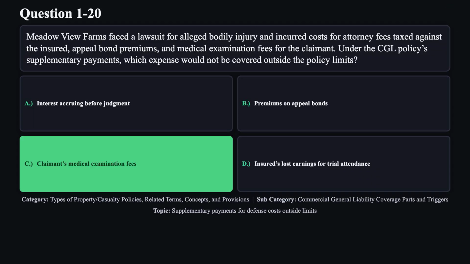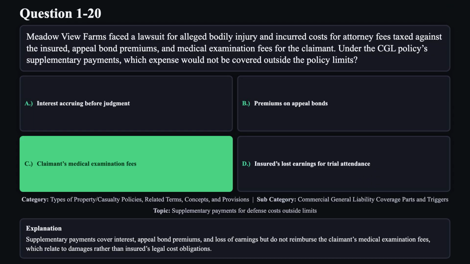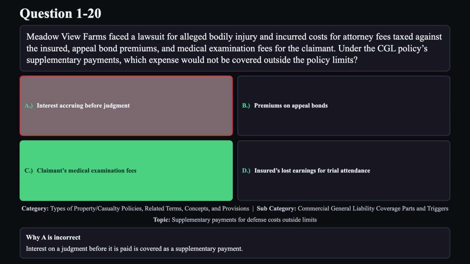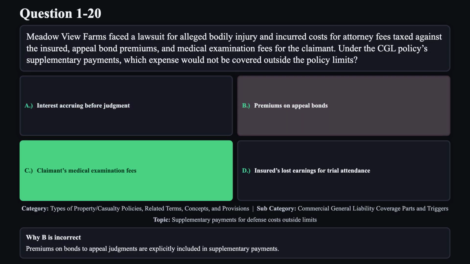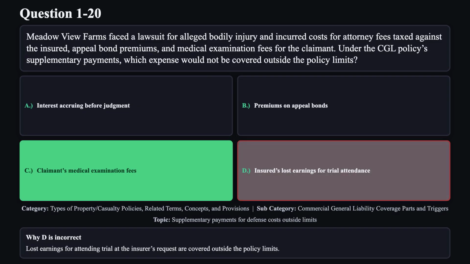The correct answer is C. Supplementary payments cover interest, appeal bond premiums, and loss of earnings, but do not reimburse the claimant's medical examination fees, which relate to damages rather than insured's legal cost obligations. Reason A is not correct. Interest on a judgment before it is paid is covered as a supplementary payment. Reason B is not correct. Premiums on bonds to appeal judgments are explicitly included in supplementary payments. Reason D is not correct. Lost earnings for attending trial at the insurer's request are covered outside the policy limits.